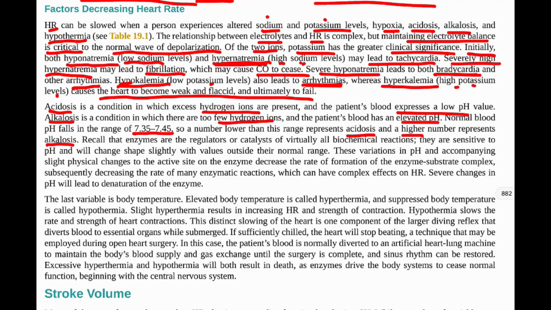And then the reason why acidosis and alkalosis is a problem for the heart is more specifically related to enzymes. If you remember, enzymes are the regulators or catalysts of virtually all biochemical reactions. They're sensitive to pH, and they will change shape slightly with values that are outside their normal range. So the enzymes inside of our body need to be in this appropriate range of 7.35 to 7.45. If we get extremely acidic or extremely alkaline, then our enzymes will actually change shape and they will no longer function.